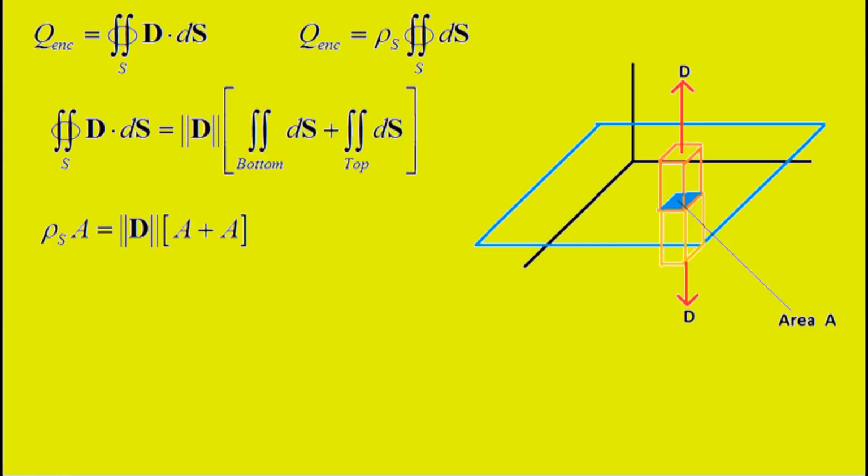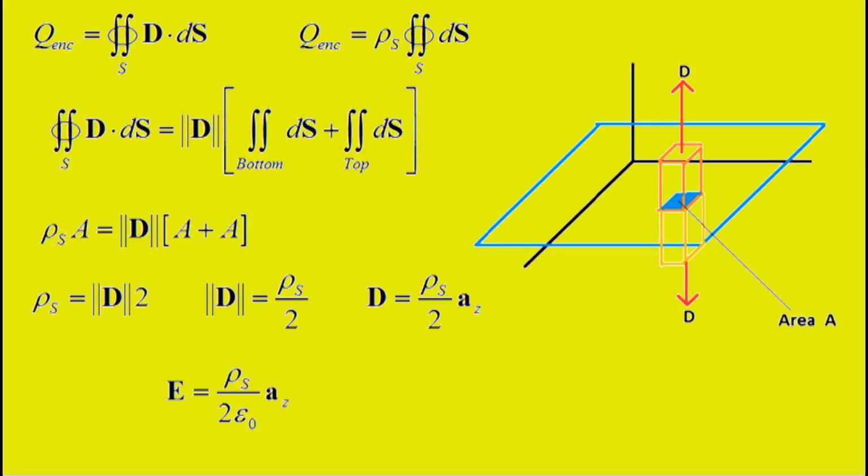Plugging in both sides of Gauss's law and evaluating, then doing a little bit of algebra, we get this. We choose the unit vector a sub z since we know that this is the only direction the electric field will be going. And we substitute for D and solve for E.